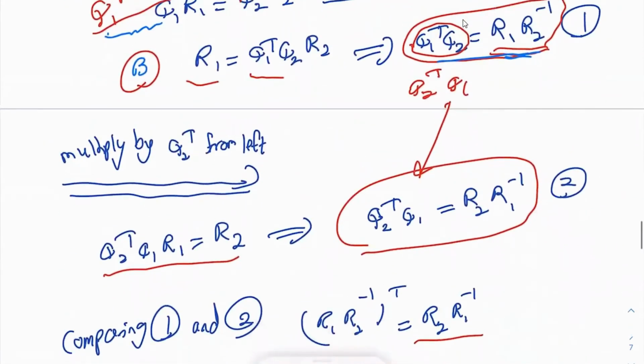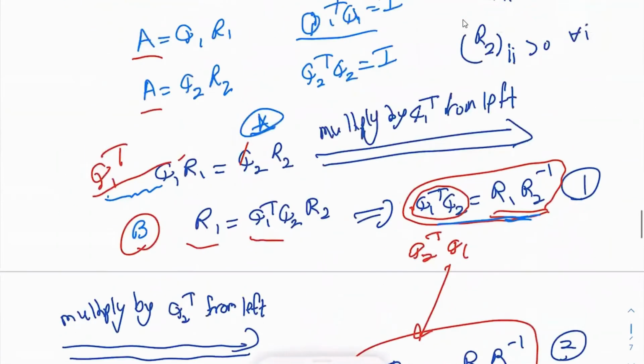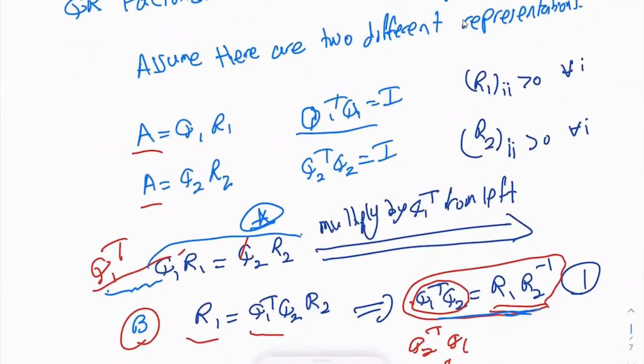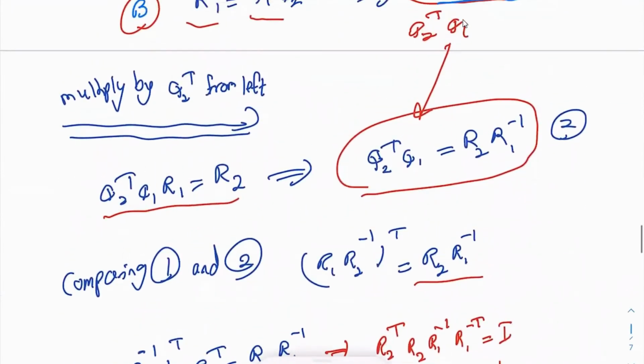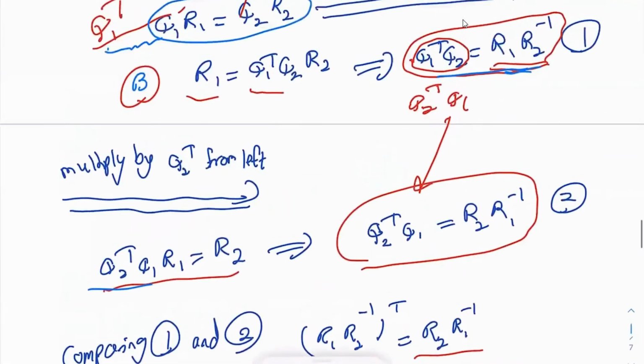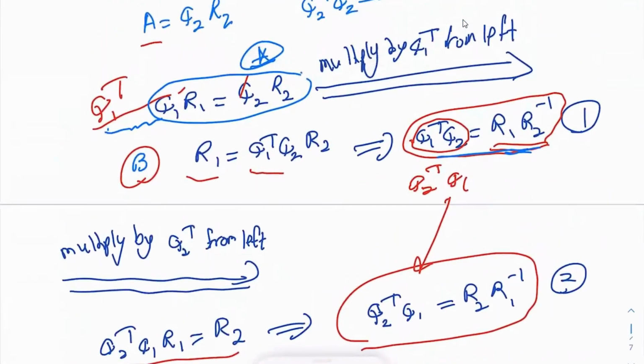The second one is that you see this equation that we have, right? Now go ahead and multiply it by Q2 transpose from the left. And you get this equation if you simplify that. And then you obtain that Q2 transpose Q1 is equal to R2 R1 inverse. This is equation 2. Okay?